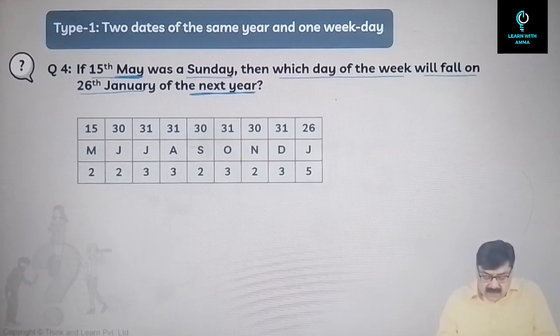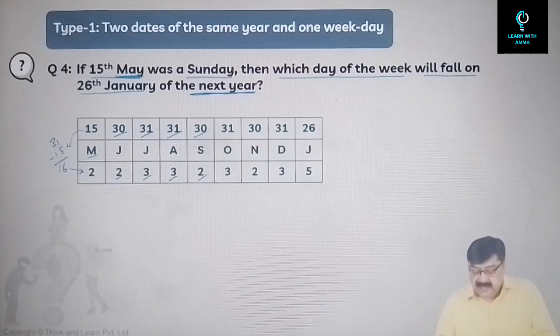So once again, it's a month of May, which has 31 days in it. And we subtract the reference date, the starting date. We get 16 days remaining. And 16 days means 2 odd days. Now June, 30 days, so 2 odd days. July, 31 days, so 3 odd days. August 31, so 3 odd days. September 30, so 2 odd days. October 31, so 3 odd days. November 30, so 2 odd days. December 31, 3 odd days.